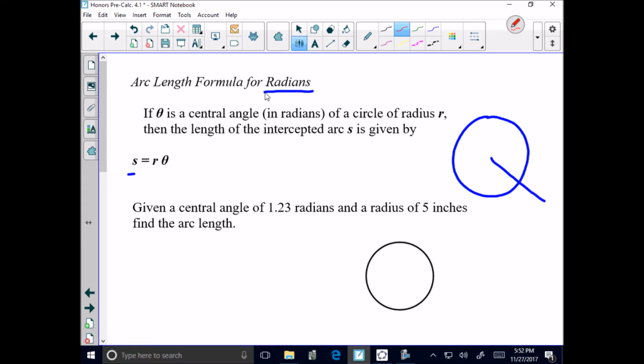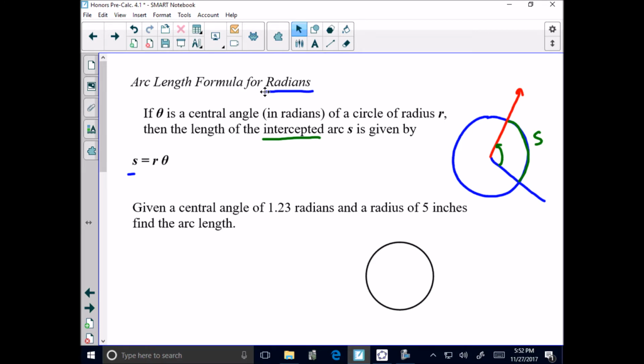So if we've got our initial side and then some rotation to a terminal side, right here, that would be this rotation right here. We would say that S is the arc length, that is the portion of the circumference that our angle covers. Another way of saying that is that the length is inscribed in the angle.